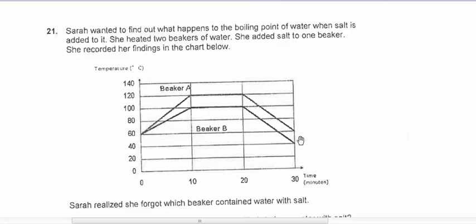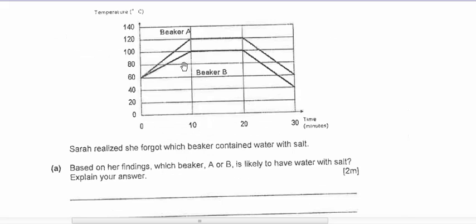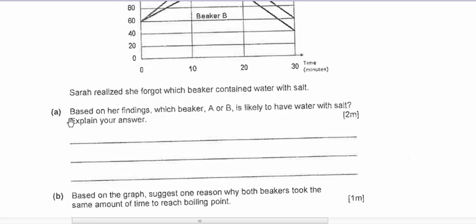Now question 21. Sarah wanted to find out what happens to the boiling point of water when salt is added to it. So she heated 2 beakers of water, added salt to 1 beaker, and recorded the findings in the chart below. Beaker B went from 60 up to about 100, remained at 100 and then started dropping again. Beaker A went up to about 120, remained constant and then dropped again. Sarah forgot which beaker contained water with salt. Silly her. But based on her findings, we know which beaker is likely to have water with salt, and you're supposed to explain your answer.